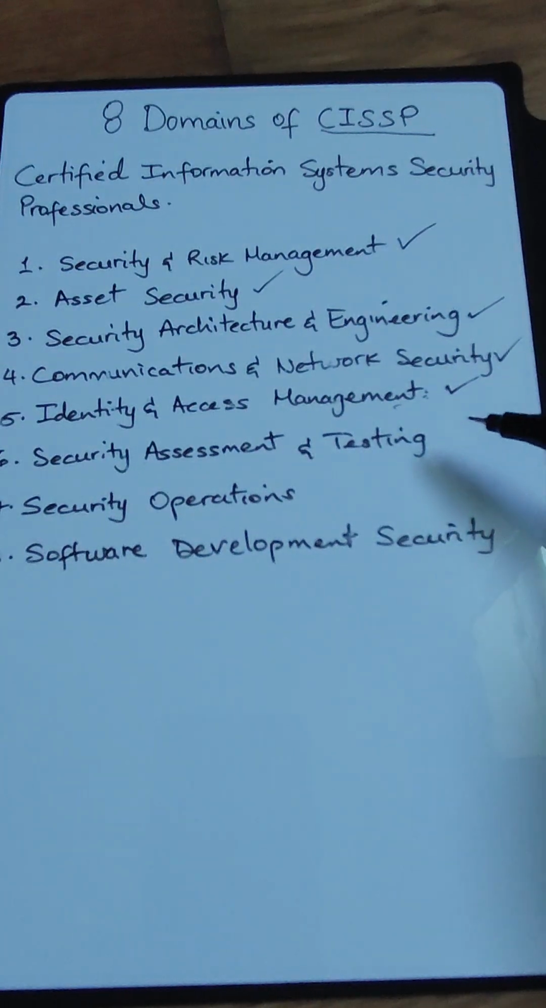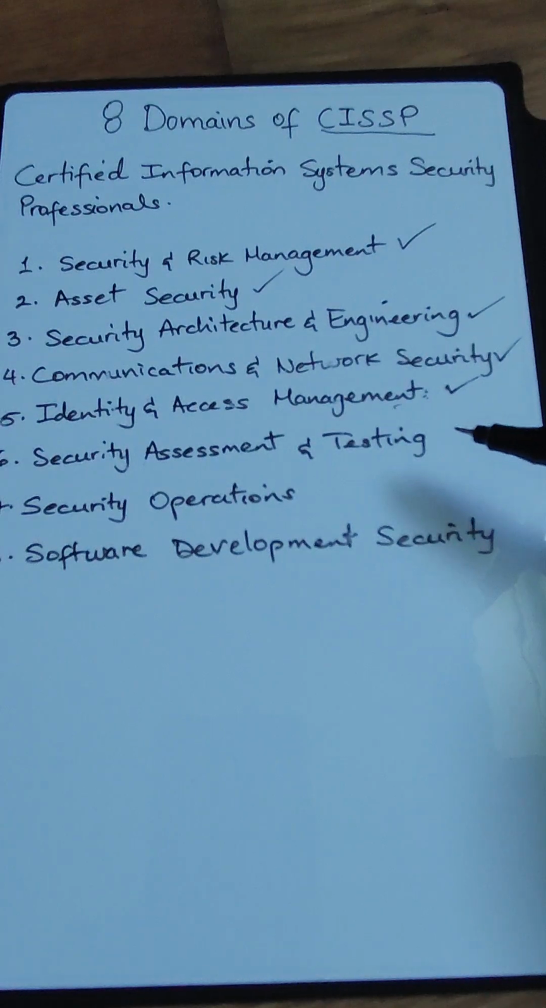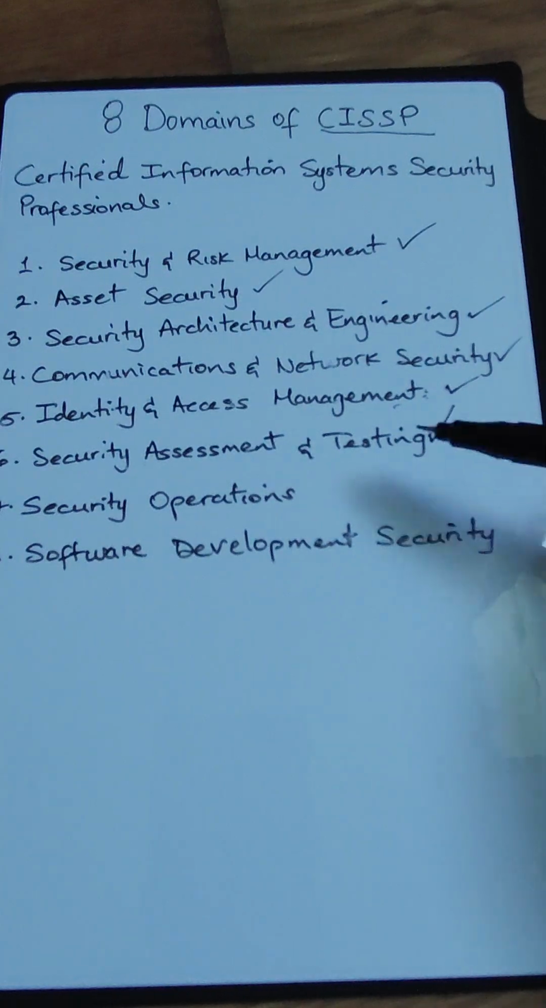Number 6 is security assessment and testing. This means that you conduct security controls testing, collect and analyze data, and conduct security audits to monitor for risks, threats, and vulnerabilities. So everything that has to do with the collection and analysis of data would take place in this domain.